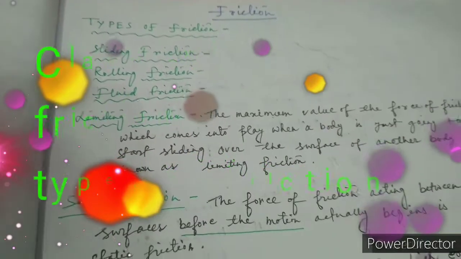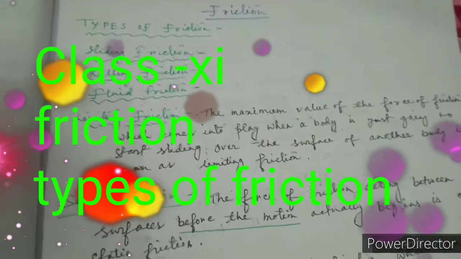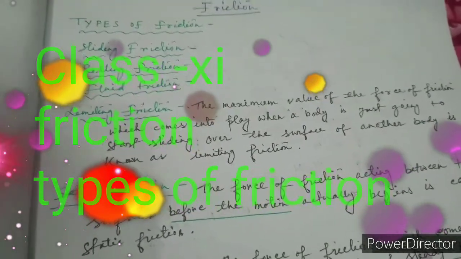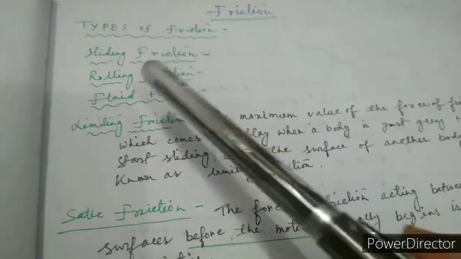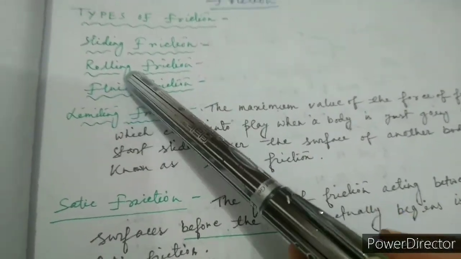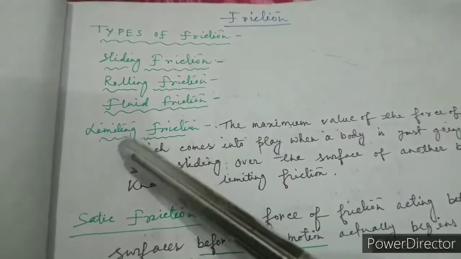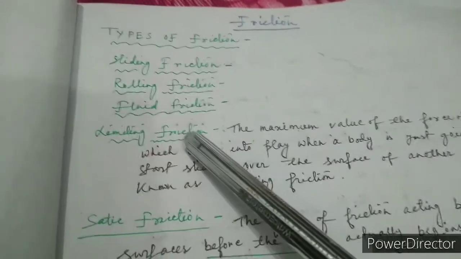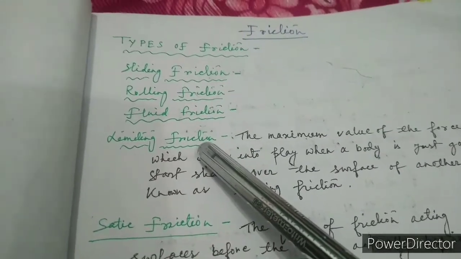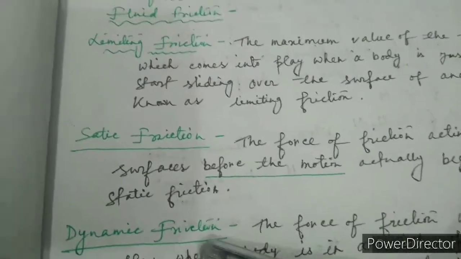Hello everyone. Students, we were going through the chapter friction. In this chapter, today our topic is the types of friction. You are already familiar with all these types of friction, that is the sliding friction, rolling friction, fluid friction, limiting friction also you know, static friction also you know, right? And today we will read one new topic, that is the dynamic friction.